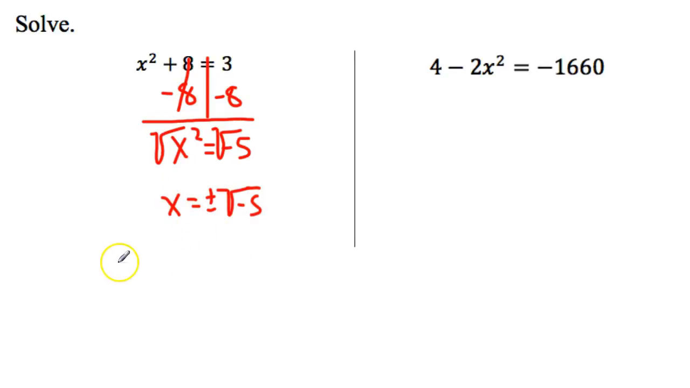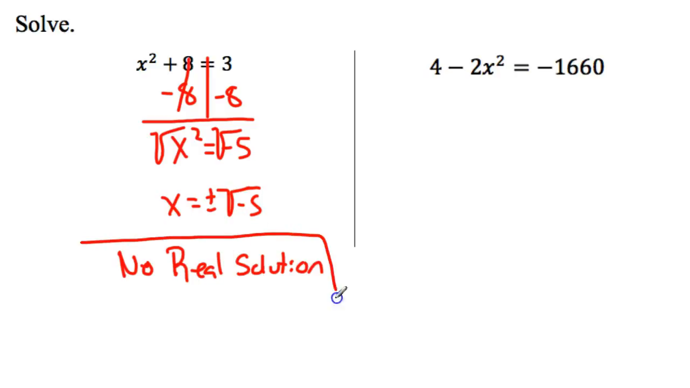So that means there's no solution. No, and to be more specific, no real solutions. In Algebra 2, you learn about something called imaginary numbers. That's when you deal with negative square roots. But for here, if you have a negative number inside the radical, we're going to say no real solution.